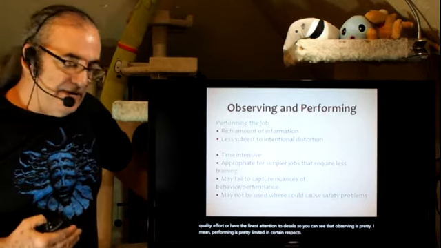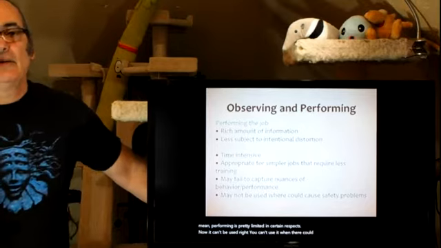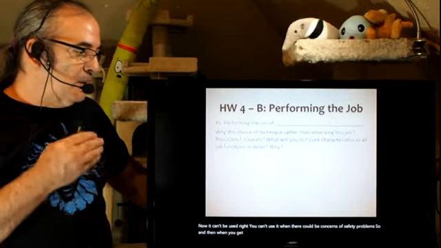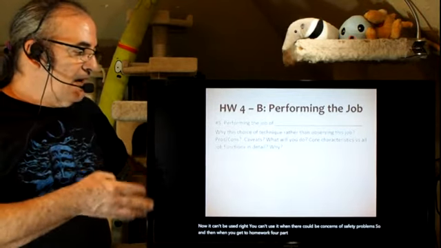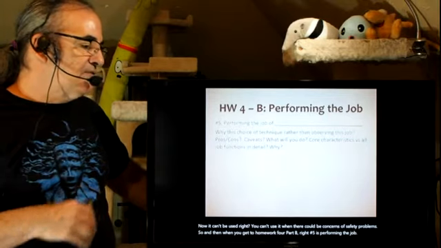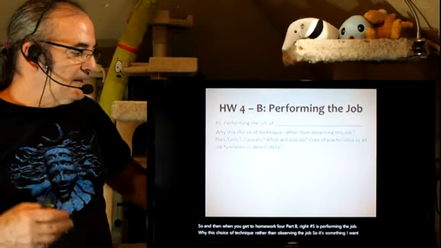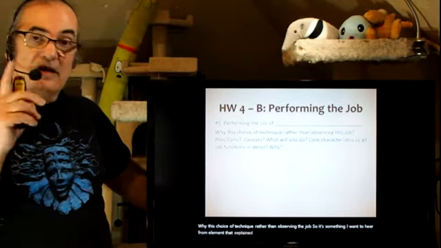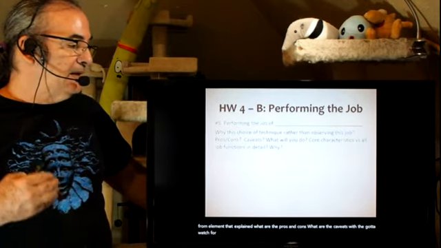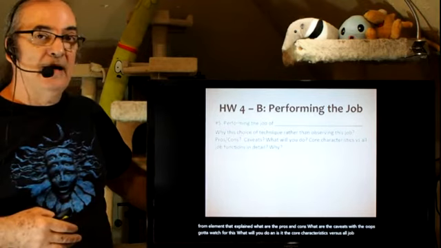Now, it can't be used when there could be concerns of safety problems. Okay, and then when you get to homework 4, part B, number 5 is performing the job. Why this choice of technique rather than observing the job? That's something I want to hear from you. I want that explained. What are the pros and cons? What are the caveats? Oops, got to watch for this. What will you do? And is it the core characteristics versus all job functions in detail, and why?